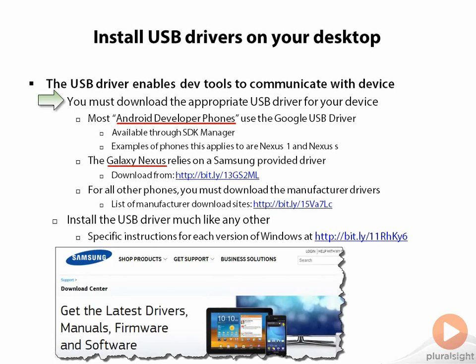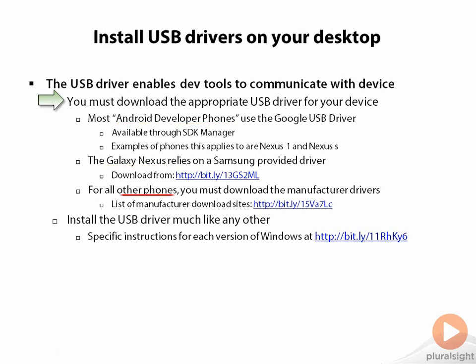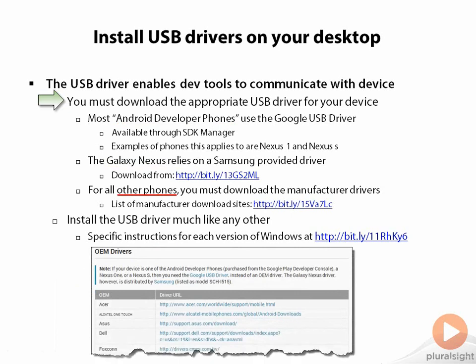Now, if you're not using one of the Android developer phones, which basically means pretty much any other phone except the ones I've mentioned here, then you need to go and get that particular phone's drivers from its manufacturer. Google does a good job of giving you a single page with links to the overwhelming majority of phone manufacturers' driver sites. I've got the URL on the screen now for you. So you just go out there, you find the manufacturer of your device, you click on the link from the Google page, and it'll take you to where you can download that driver.